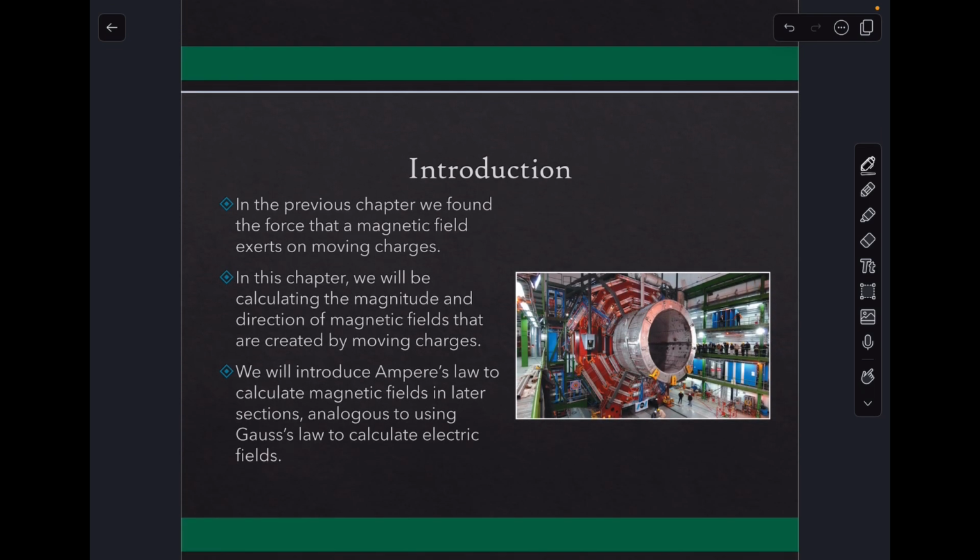And so basically, in the previous chapter, we talked a lot about the forces that moving charges feel when they're in a magnetic field. Okay, we talked a little bit about the field itself, but we're going to focus basically in this chapter on the field itself. All right, the field that is created by moving charges.